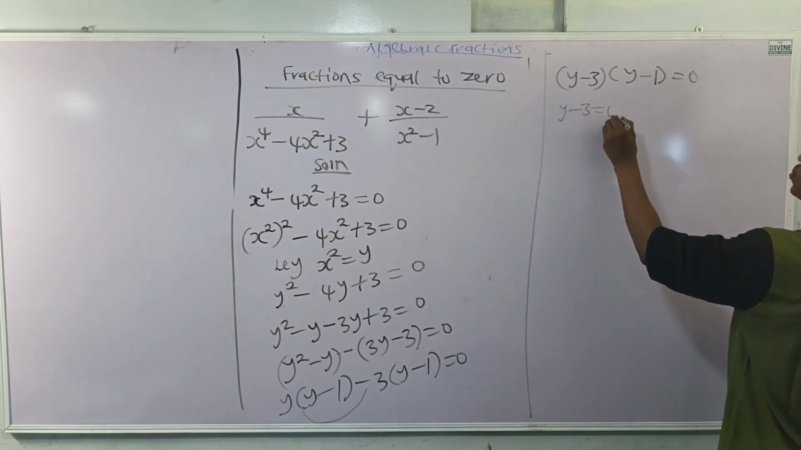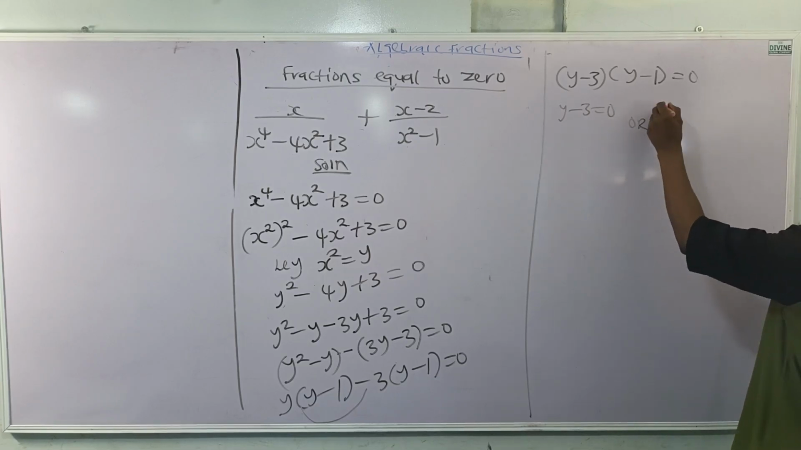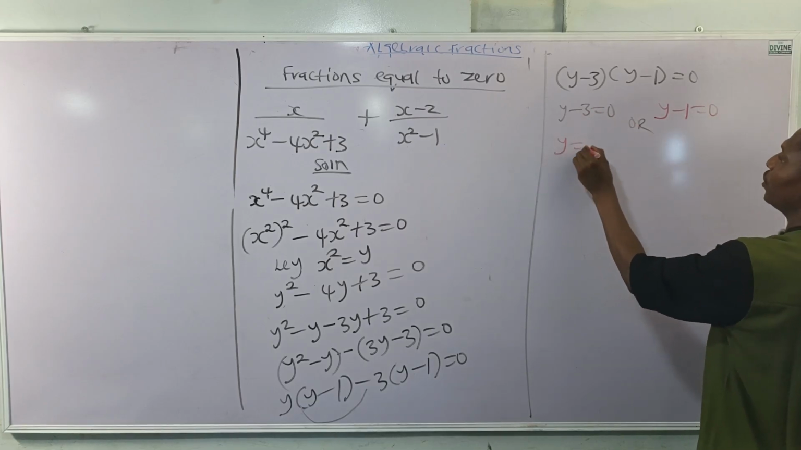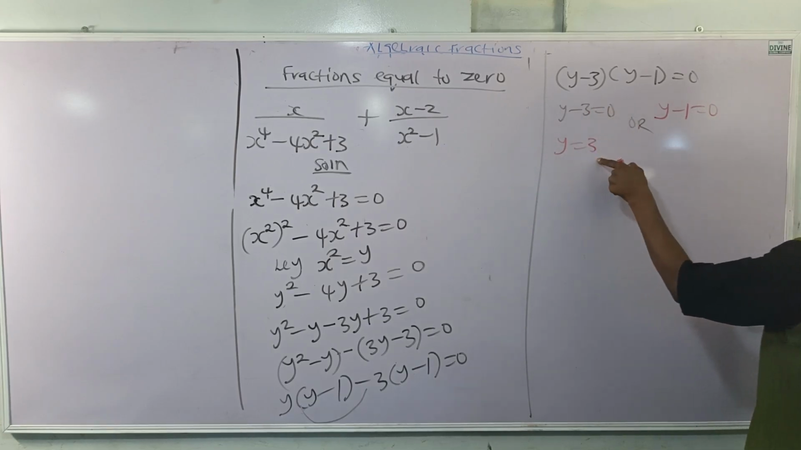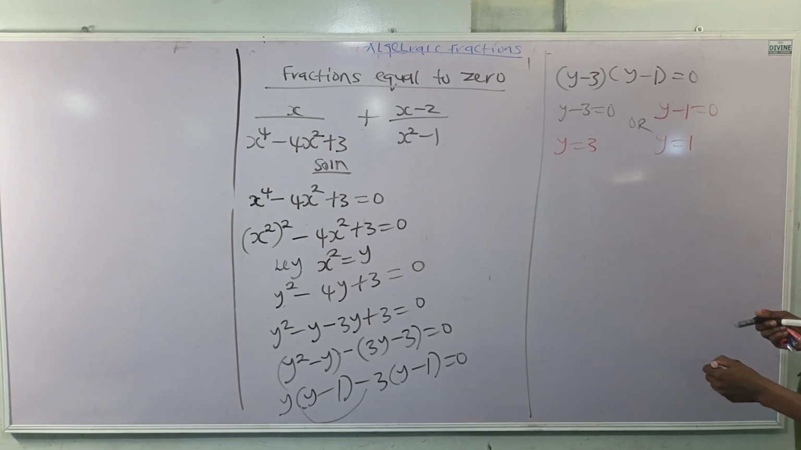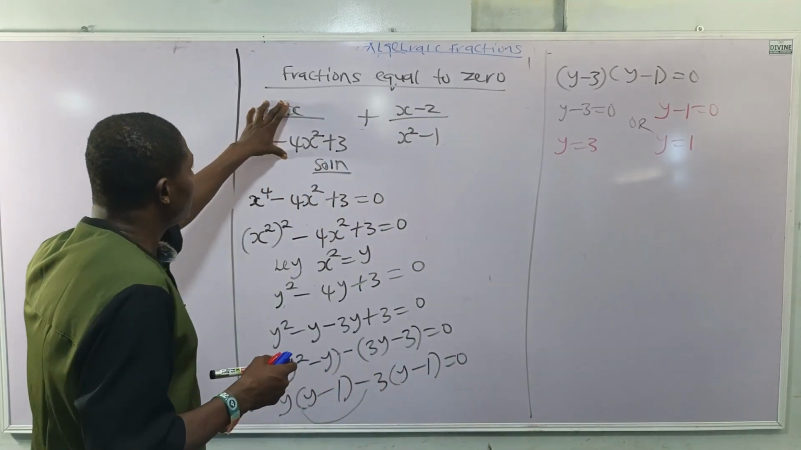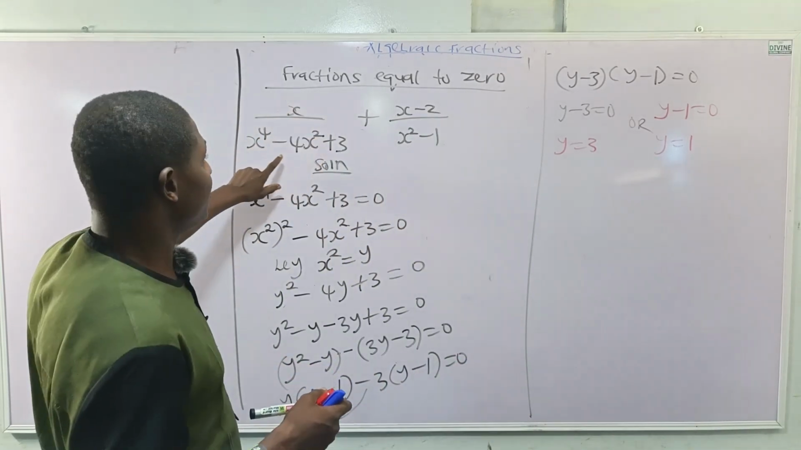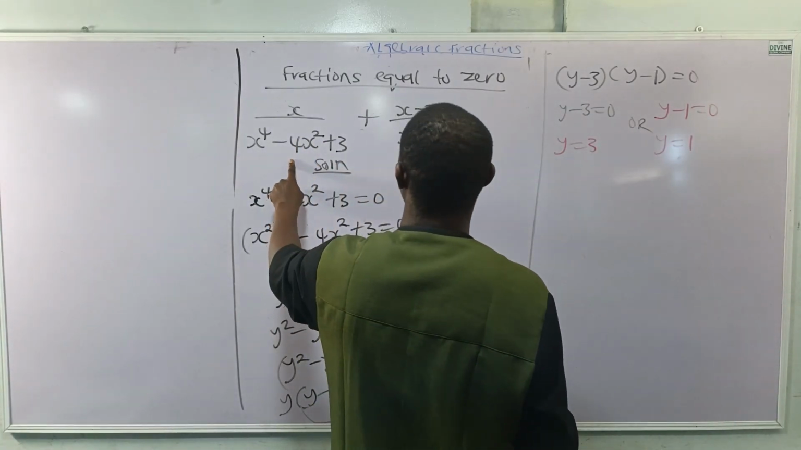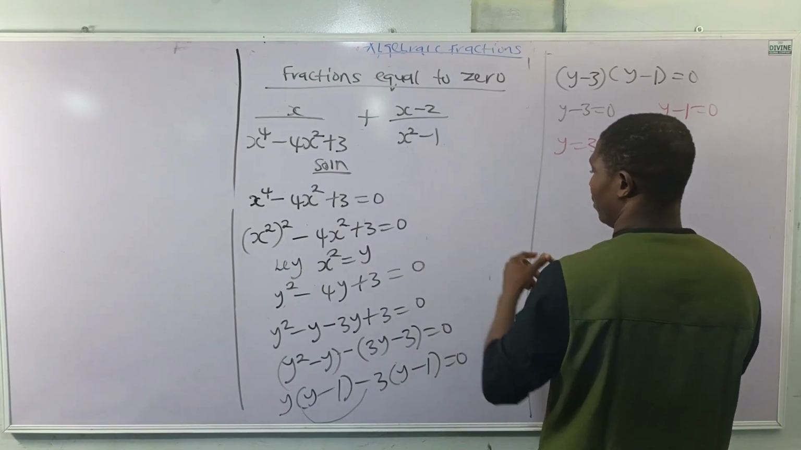This becomes y minus 3 equal to 0, or y minus 1 equal to 0. This gives me y equals 0 plus 3, 3. And y will be equal to 0 plus 1, 1. So this fraction itself is undefined when y is 3 or when y is 1. But we're talking about the entire expression, so I must equate this to 0 as well.